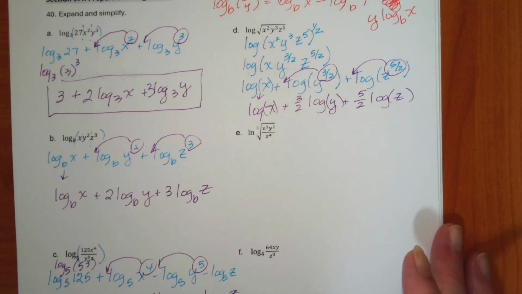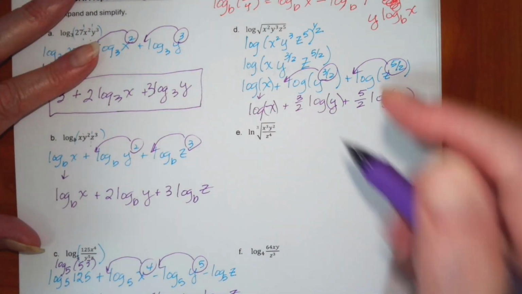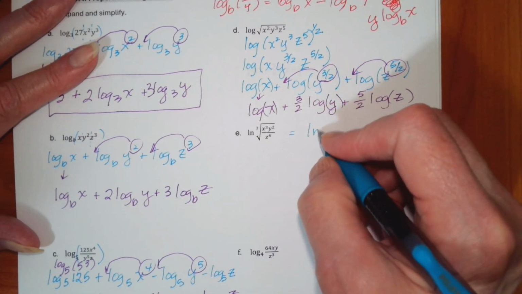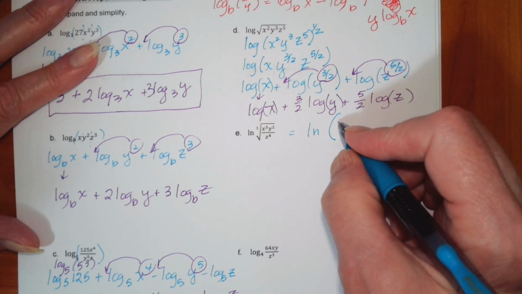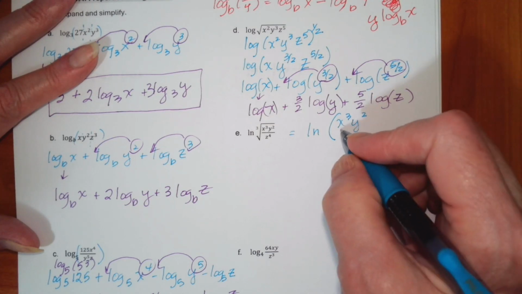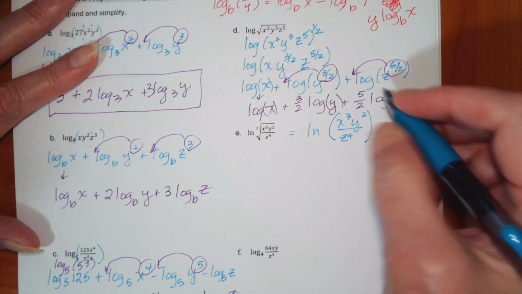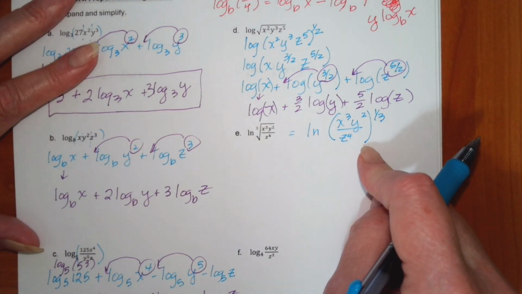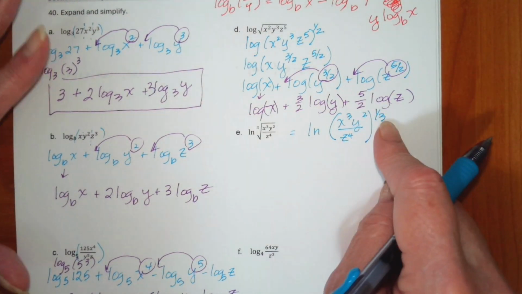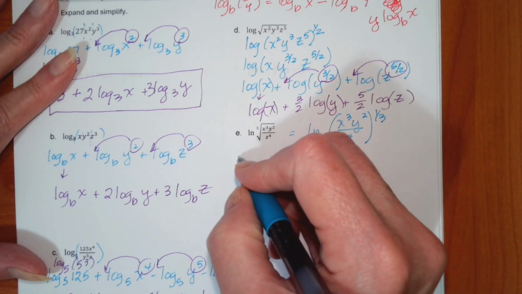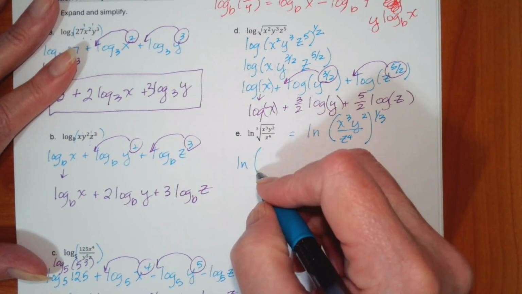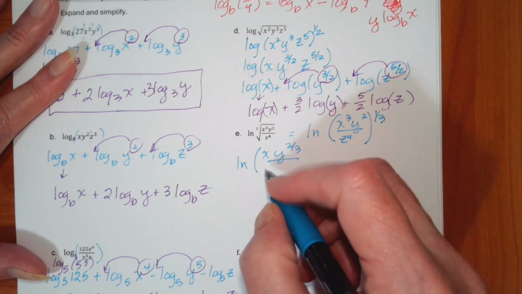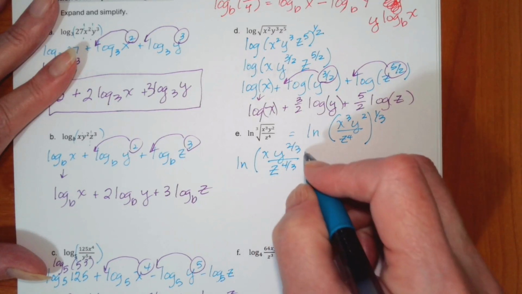Okay, this one I'm going to do exactly the same thing. Natural log doesn't mean anything, so let's see. If I start out on this, this is going to become the natural log of x to the third, y to the second, over z to the fourth, to the 1/3. So now I'm going to do exactly what I did before. You can do it afterwards, but I'm just going to do it here. So this is the natural log of x, y to the 2/3, over z to the 4/3.